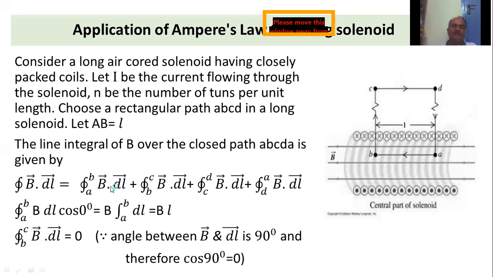Then we have to check what happens to each term. Now the integral from A to B of B dl cos 0, due to the side AB, is equal to B times the integral from A to B of dl. Cos 0 is 1, so this becomes BL. So this is the value of the first term, and the second term goes to 0 because the angle between B and dl is 90 degrees.